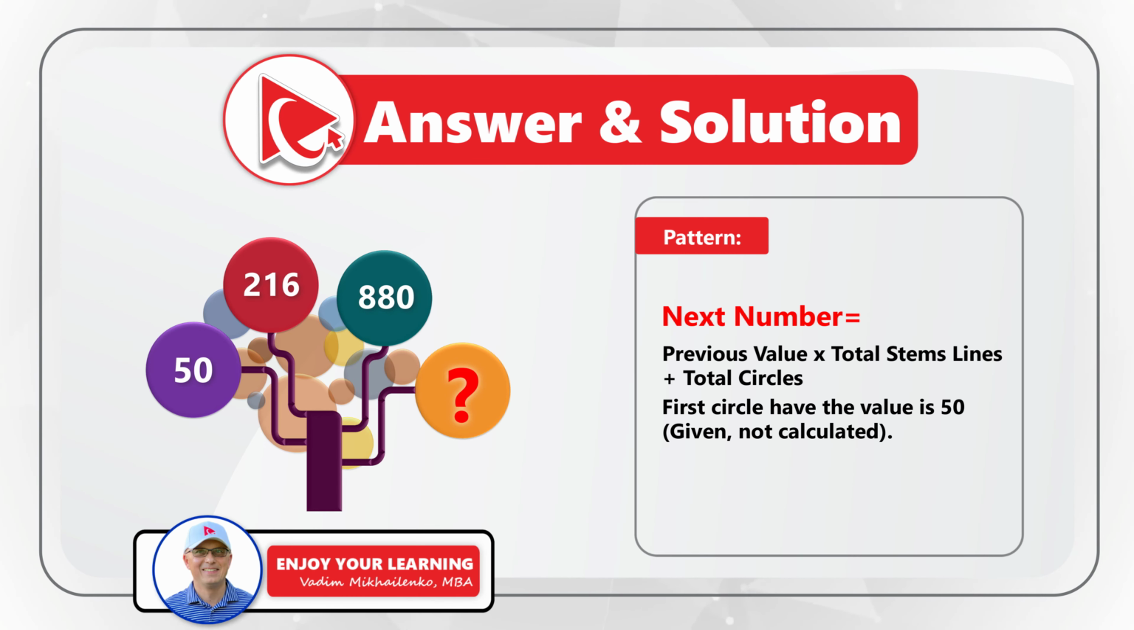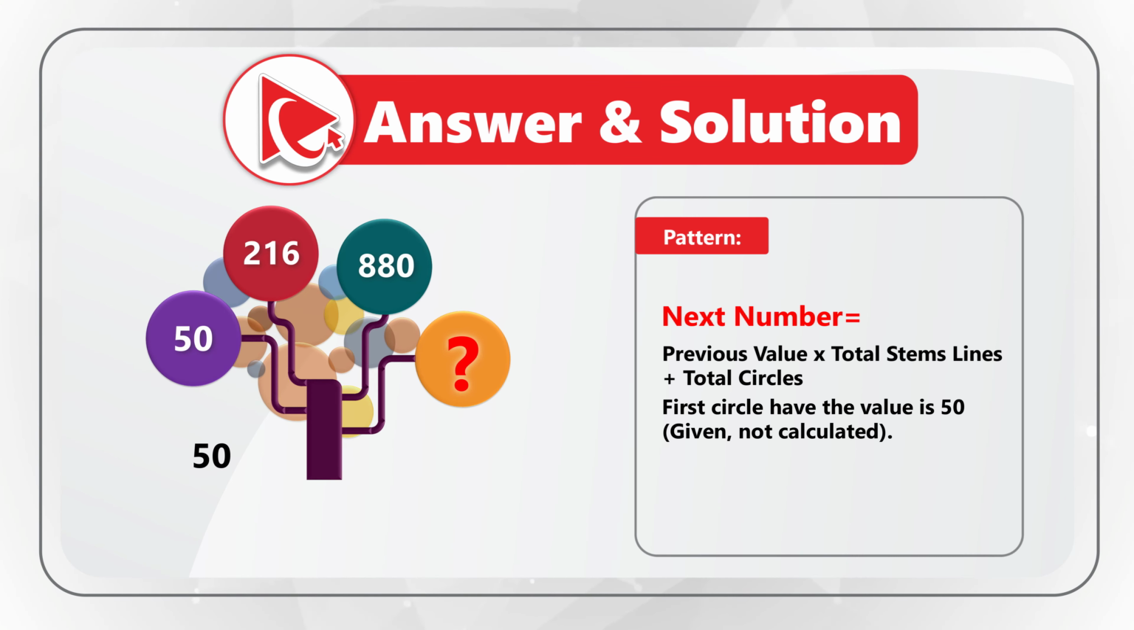The second number, though, is calculated previous number 50 multiplied by 4 plus 16, and the result of this is 216. Third number is calculated as 216 multiplied by 4 plus 16 and equals 880.